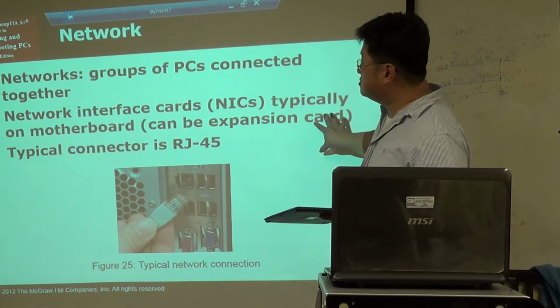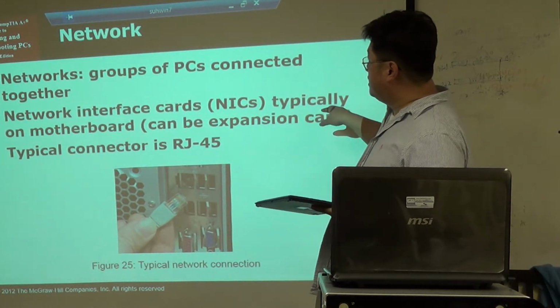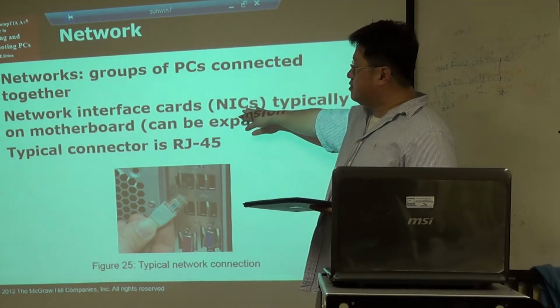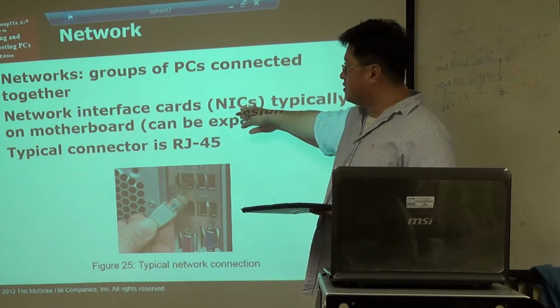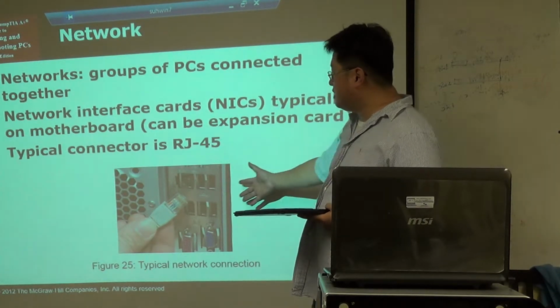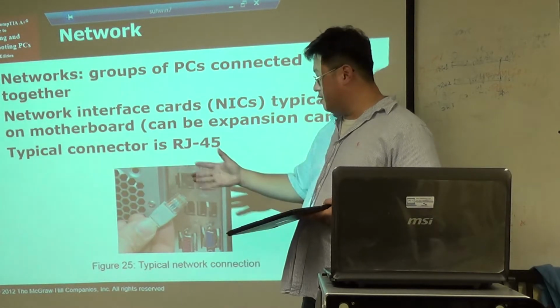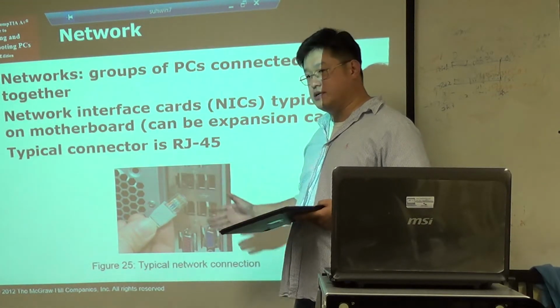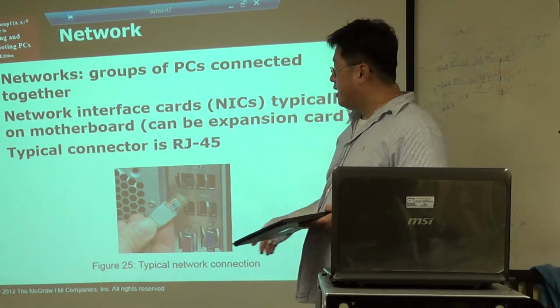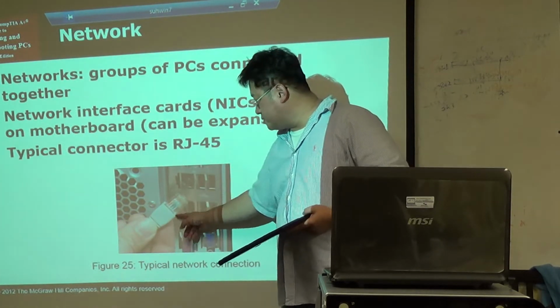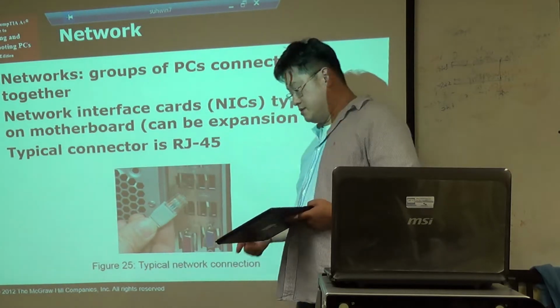This is a network card, okay. That's the NIC card. You need to know what the acronym means: Network Interface Card. Typically it's built in on board. If you need an additional NIC card, you have to buy an expansion card for a PCI slot, and then you can plug in. The typical connector is called RJ45. Okay, this is the official terminology. This is an RJ45 cable.